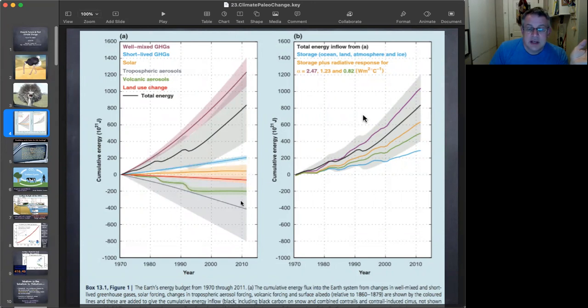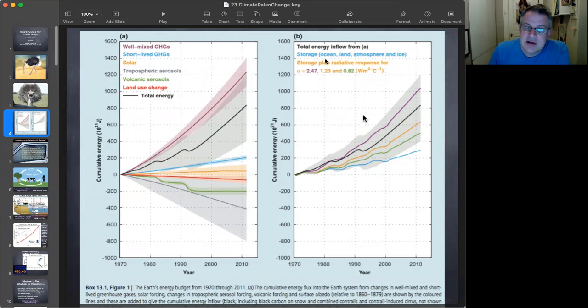Volcanoes are a negative number because the aerosols, the small particles released from volcanoes, block sunlight. And then this final one, the tropospheric aerosols, are the regular kind of soot aerosols, particulate emissions, and also naturally occurring particulates that also block the sun. So you put all this together and you get this black line, which shows that we expect warming. The cumulative energy over this time window from 1970 to 2010 is in the ballpark of about 800 times 10 to the 21 joules, 800 zettajoules.